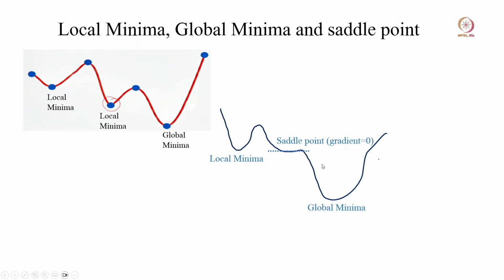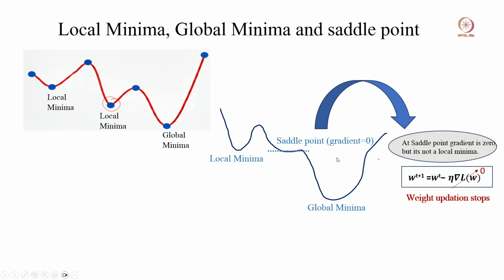So, this is called a saddle point. And what happens if we get stuck in a place where the gradient is 0? What is the disadvantage of getting the gradient equal to 0 in this case? At the saddle point the gradient is 0, but it is not a local minima.